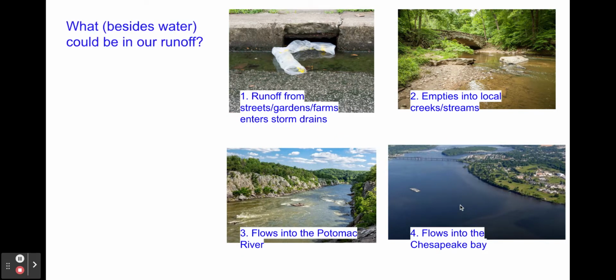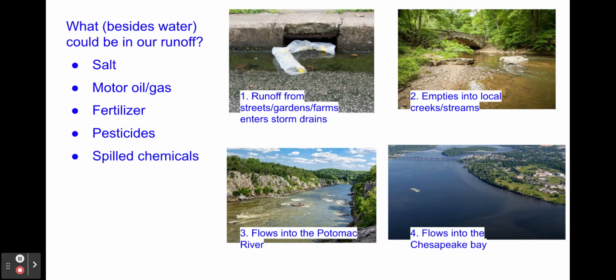So you might be thinking already, what besides water could be in that runoff? And we've already talked about one of these things, salt. But what else could be in that water? Motor oil and gas from the streets, fertilizer from farms or gardens, pesticides from farms, spilled chemicals from roadways or factories, paints and construction chemicals from construction sites or home projects, and sediment. Dirt can wash off into runoff.